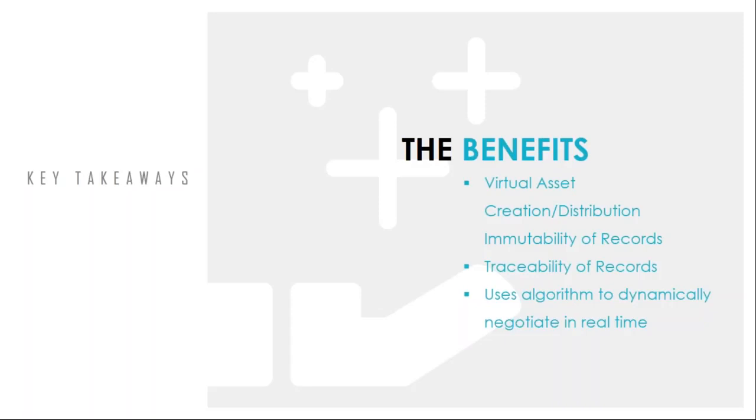So if it's not in a particular blockchain that you're looking at, the miners and other people can find something and then go back and reestablish the linkage in the records and create that traceability. And again, because you know that it's immutable, you can trust that lineage of records that may show, as an example, how your address changed over time. The use of algorithms to dynamically negotiate in real time.